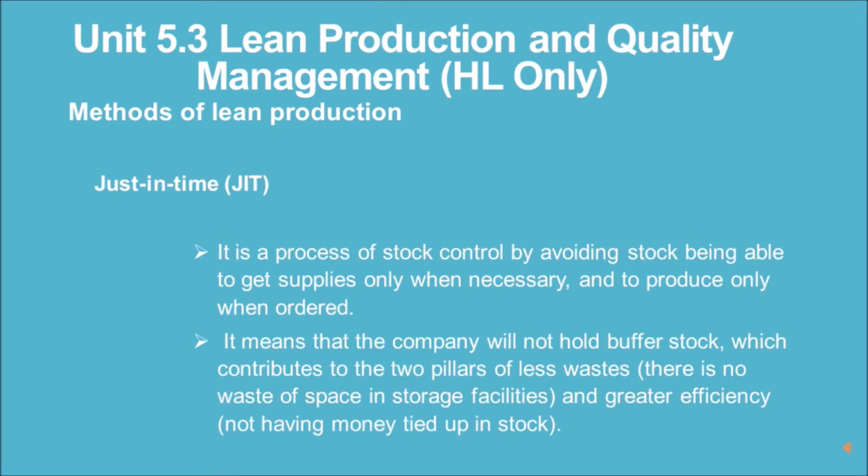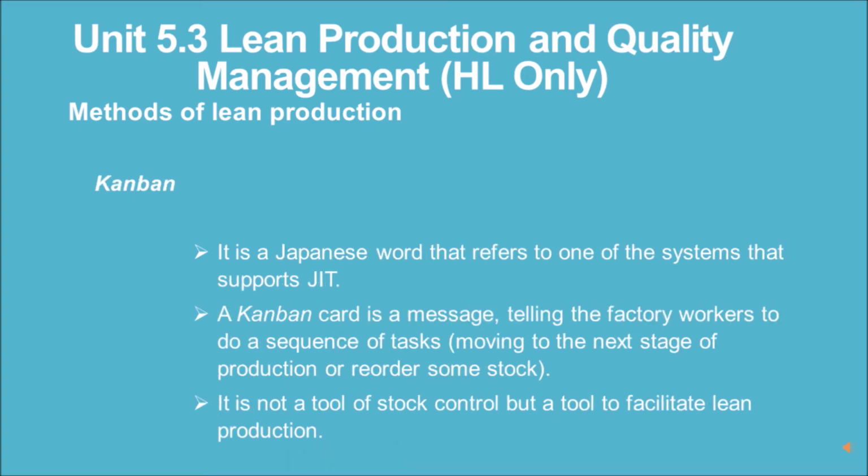Just-in-time, JIT. It is a process of stock control that avoids holding stock by getting supplies only when necessary, and producing only when ordered. It means that the company will not hold buffer stock, which contributes to the two pillars of less waste: there is no waste of space in storage facilities, and greater efficiency, as there is no money tied up in stock. Kanban. It is a Japanese word that refers to one of the systems that supports JIT.